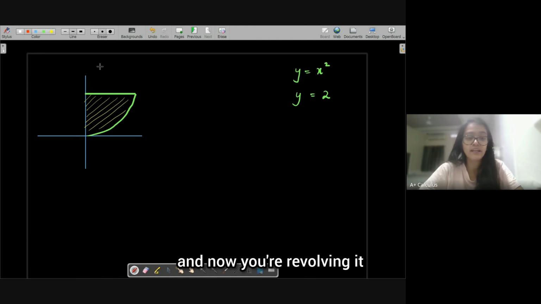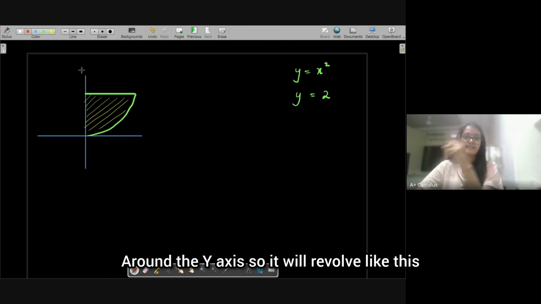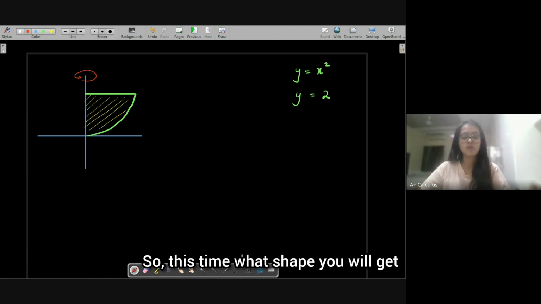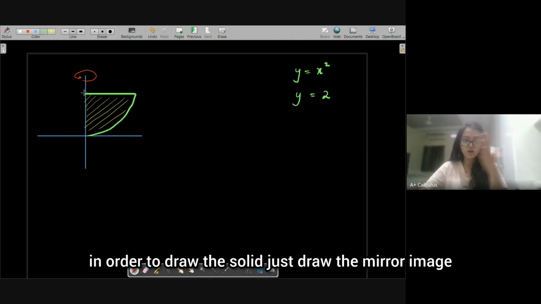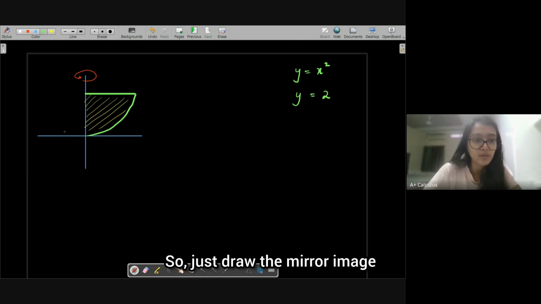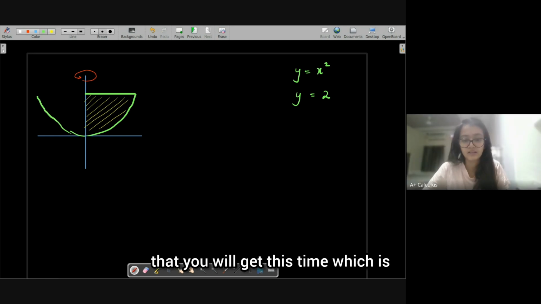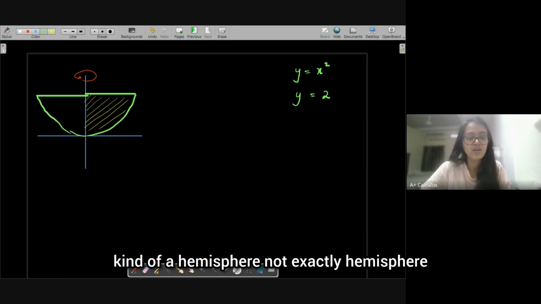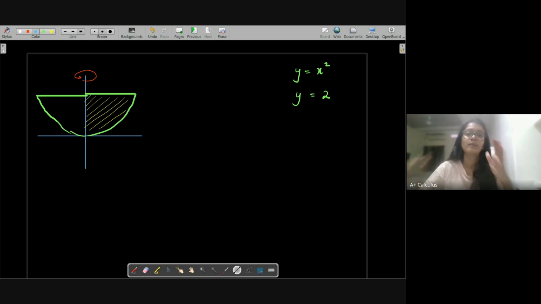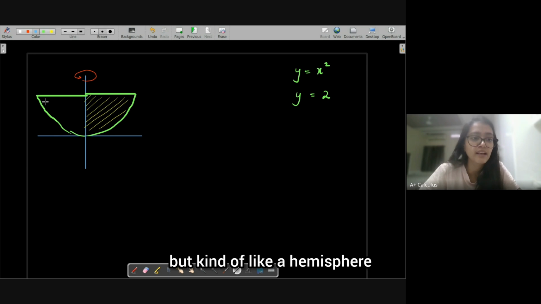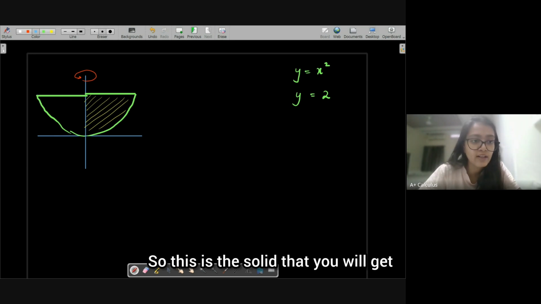And now you're revolving it around the y-axis. So it will revolve like this. This is your y-axis. So this time what shape will you get? In order to draw the solid, just draw the mirror image around the y-axis this time. So this is the solid that you will get this time, which is kind of a hemisphere. Not exactly a hemisphere, because a parabola is like this, but kind of like a hemisphere.